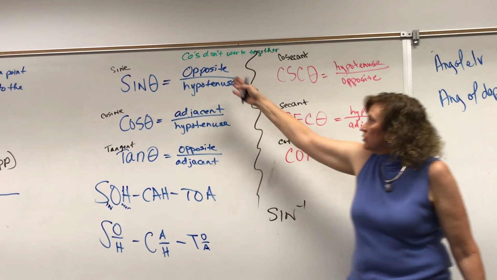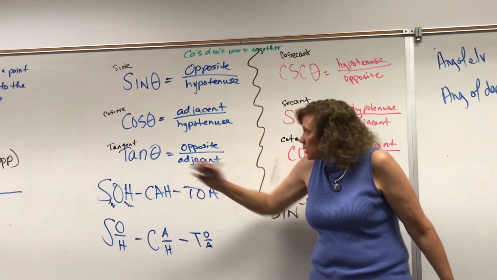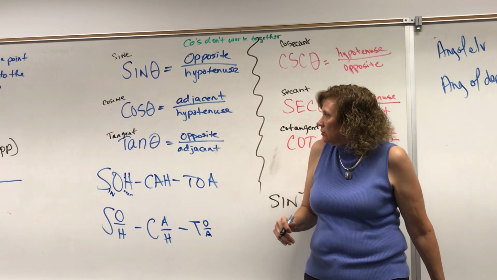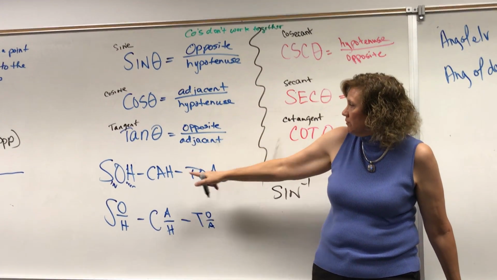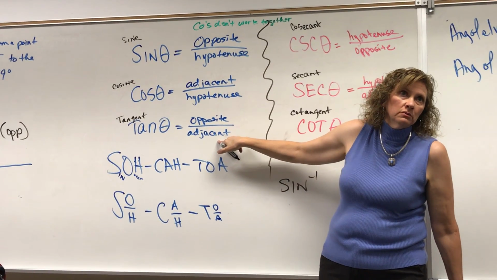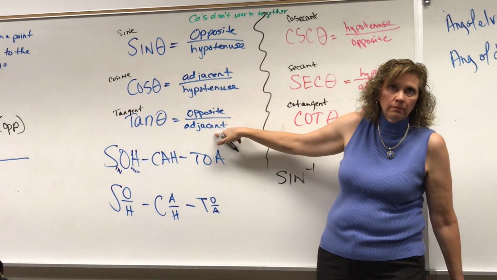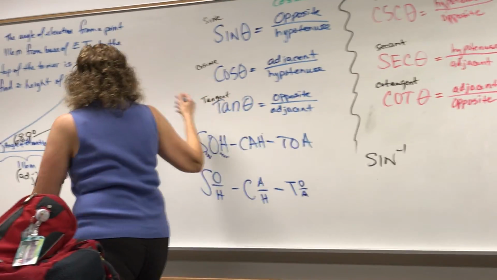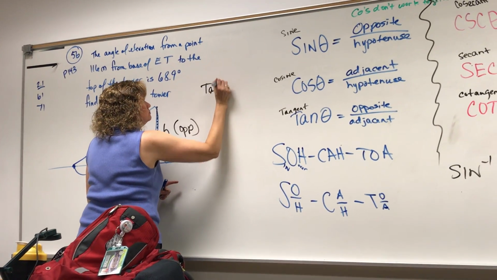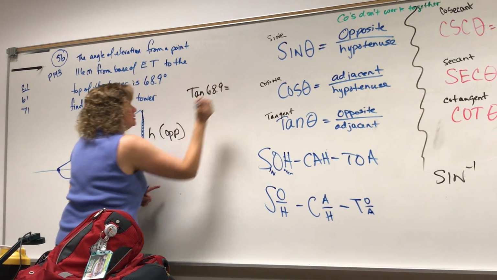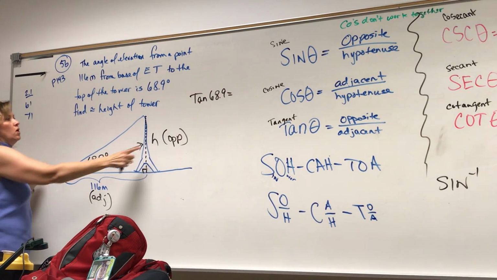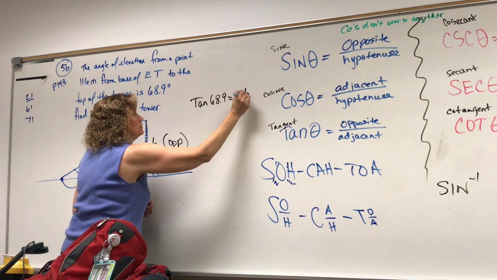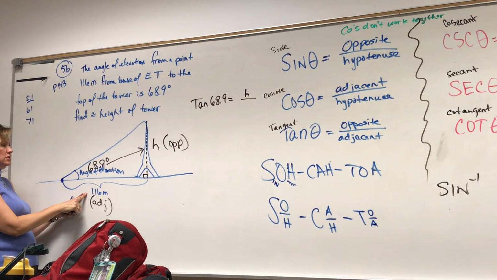Okay, so we're going to focus on these three trig functions, sine, cosine, tangent, and so we've got opposite, we've got adjacent, and we're going to say tangent. So now we're just going to plug our information in. We need the tangent of the angle, so the angle is 68.9, is equal to opposite, which is what we want, our height, over adjacent, which is 116.